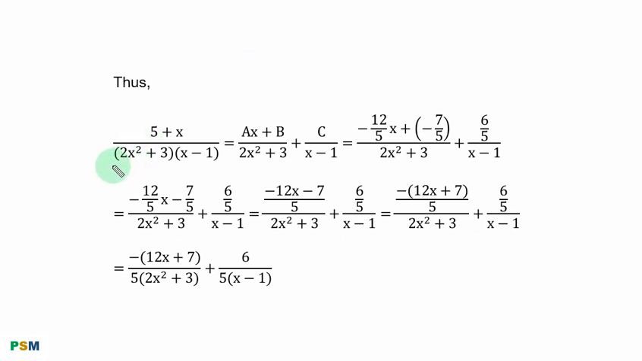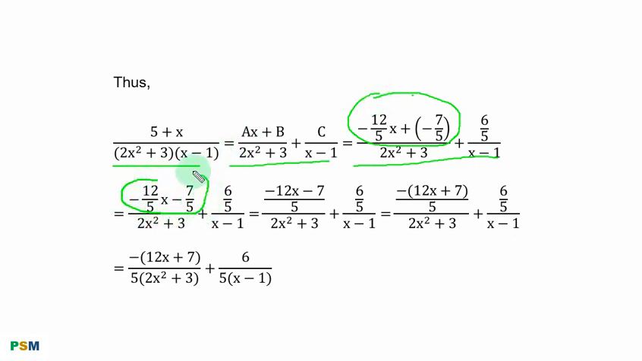Thus, you have the compound fraction that is equal to the partial fractions. You replace A, B, C with what they stand for. We need to simplify the numerator of the first term. First, you open the bracket, you have it in this form. You have subtraction of like fractions. You find the LCM, or you simply subtract the numerators. You have it in this form.